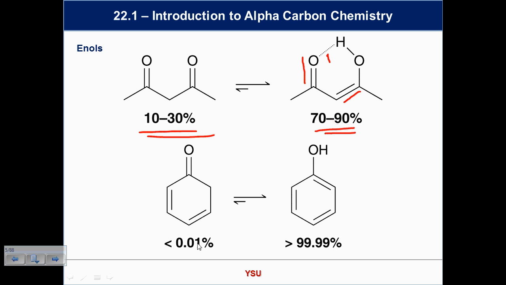Down at the bottom, I have a system in which I have next to none of the keto form, and it almost exclusively is the enol form. Why is that? Aromaticity. So there's nothing different here. It's all stuff we have done. And I will say that there is very little of anything different in 22. It's just more of it and more complicated.